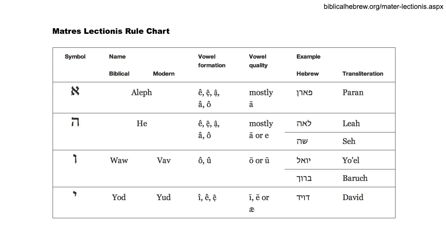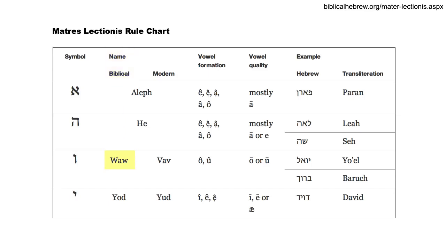This is the Matrice Lectionis rule chart. I want to focus on this section. This is the letter Y. You see it says Y. Now notice above it, it says biblical, meaning this letter was originally used as a W. But if you look next to it under modern, it says Vav, because now some people use this letter as a V. That's why some people say Va and some people say Wa. Va is modern, but Wa is ancient. There are no V's in ancient Hebrew. But let's get back to the point.